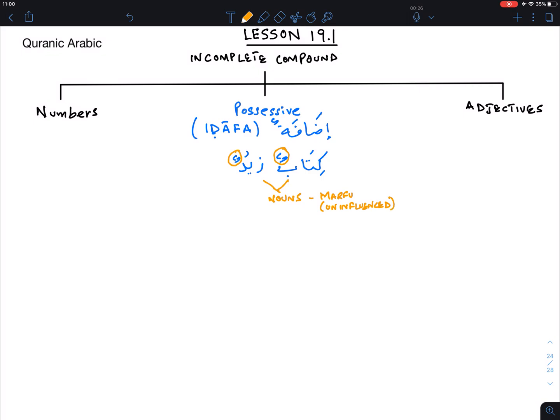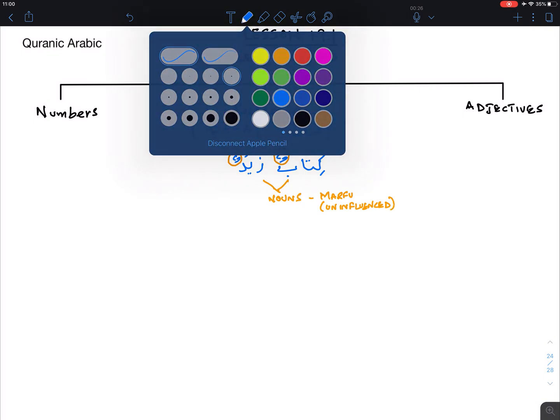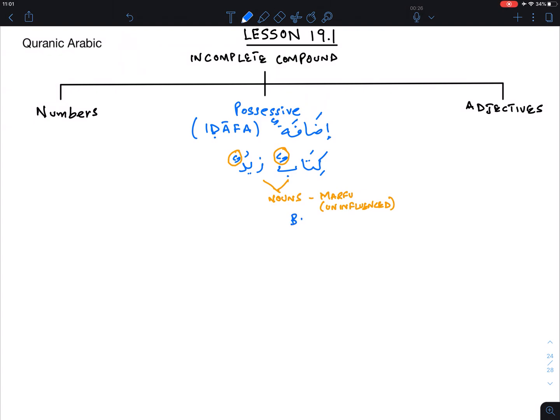Now, kitabun means book. And Zayd is a name of a person. Zayd, in and of themselves, they don't really give you anything. And as you know, Arabic is read from right to left. So, book Zayd. If I come and I say to someone, Kitabun Zaydun, they're like, what are you saying?